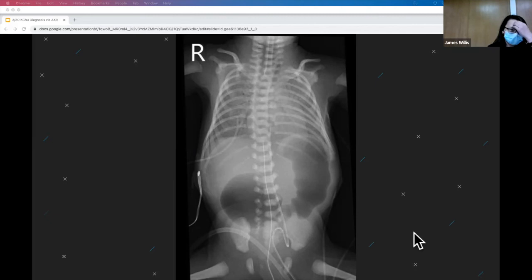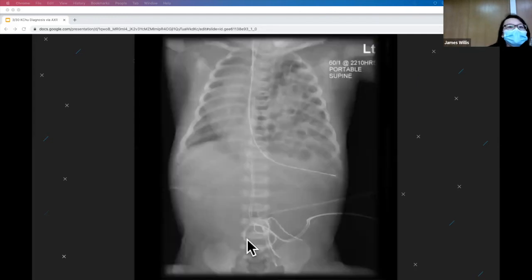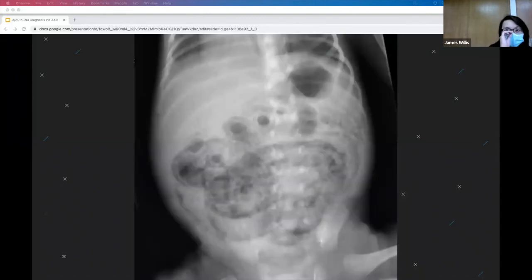Miguel. Double bubble sign, which is basically two discontinuous loops of bowel. This is suggestive of a high or proximal small bowel obstruction. It's pathognomonic typically for duodenal atresia. Okay. Sarah? Correct. This is a diaphragmatic hernia. There are bowel loops up in the left chest. Okay. Christina.